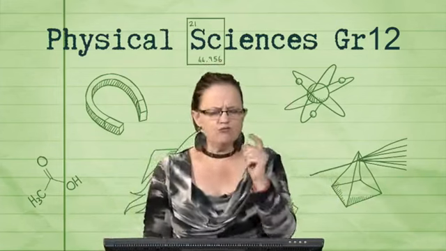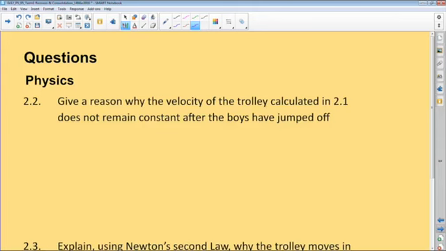Then, give a reason why the velocity of the trolley calculated in 2.1 does not remain constant after the boys have jumped off. This is just very simple. There's going to be friction. The trolley will eventually stop because there's friction, and the friction is a net force. It's an external force which will stop the trolley from moving. That is a good thing.